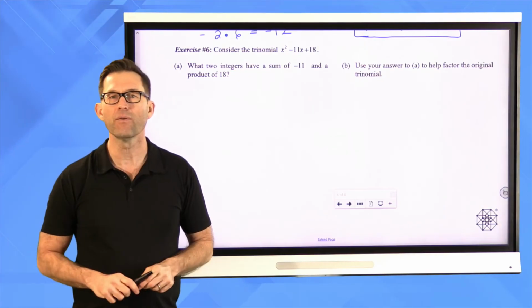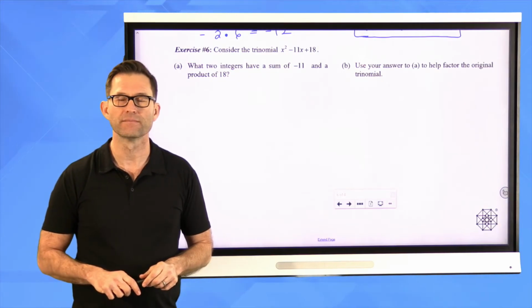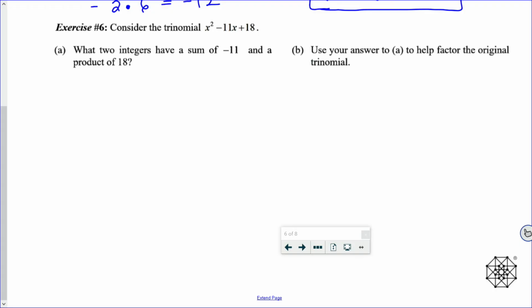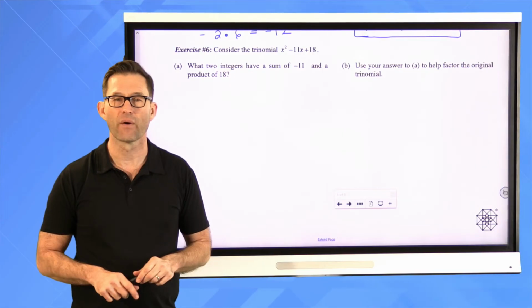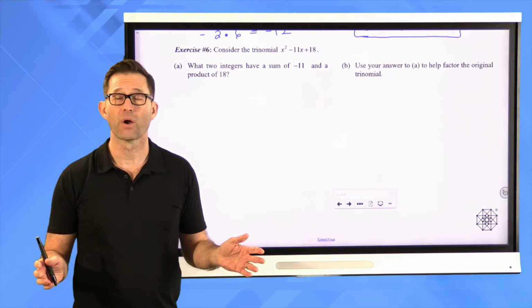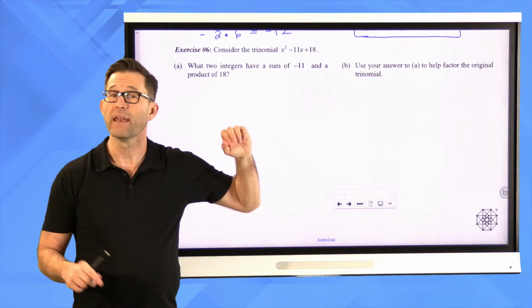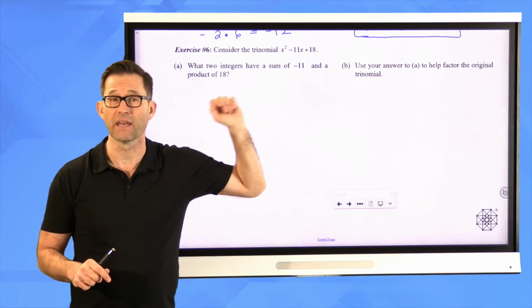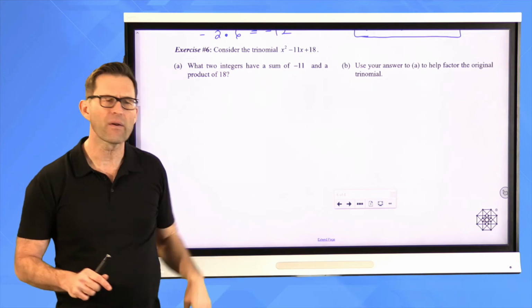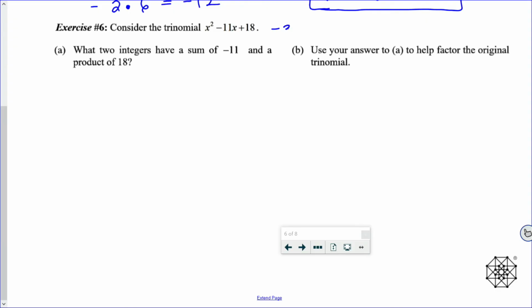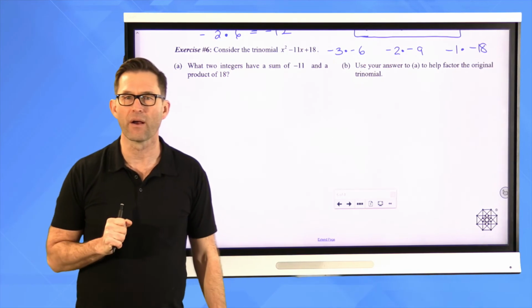So pause the video now and think about this a little bit. All right, remember, they've got to both be negative. If one of them's negative and one of them's positive, they aren't going to have a product that's positive. And if they're both positive, they're not going to have a sum that's negative. That's not going to happen. So if I think about 18, it could be negative 3 times negative 6, or negative 2 times negative 9, or I suppose negative 1 times negative 18. It could be one of those three pairs.